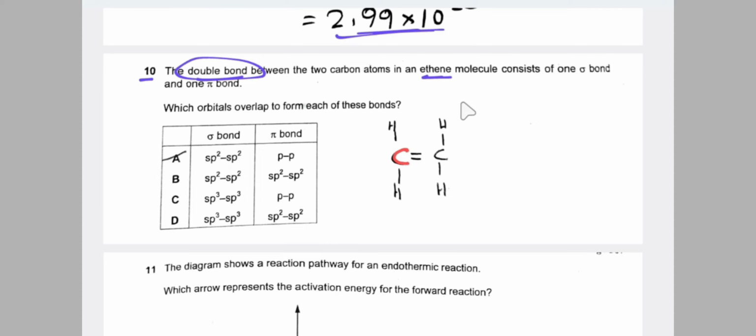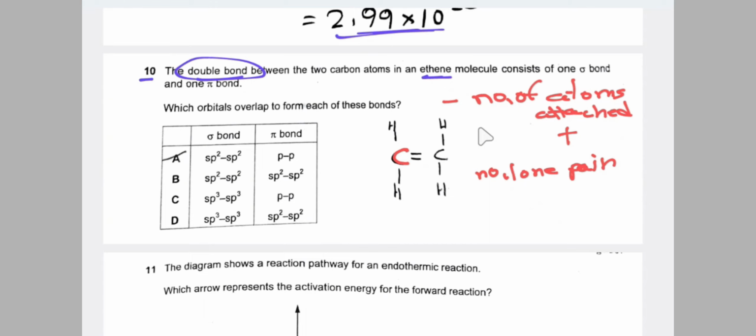Because the hybridization is calculated by the number of atoms attached plus the number of lone pairs. So this carbon contains 4 electrons and all 4 electrons are involved in bonding, so no lone pair. And how many atoms are attached to this carbon? 1, 2, 3. So in total 3 atoms are attached to this carbon, which means sp2.